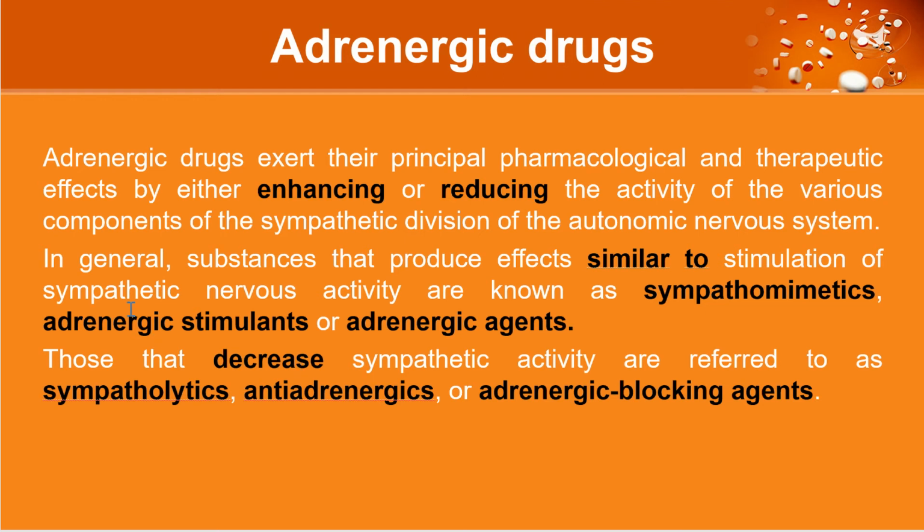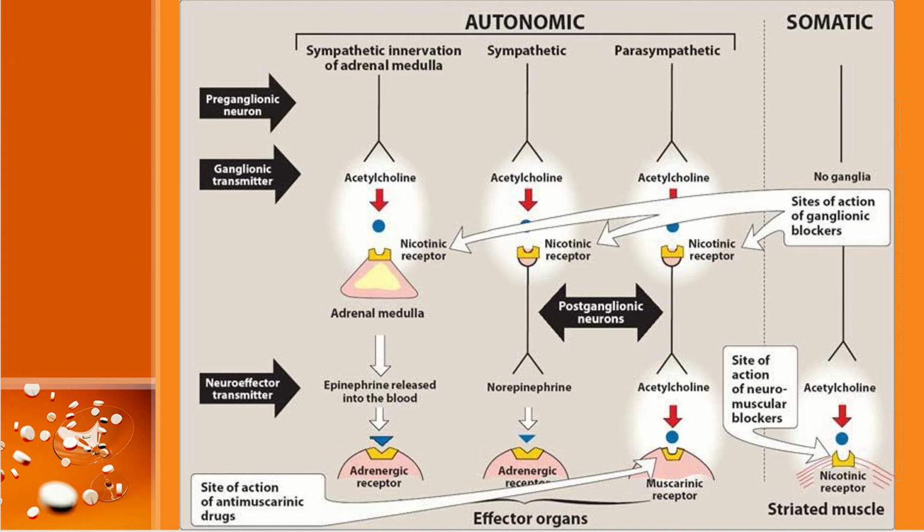So just to say that these drugs, whether or not they produce effects similar to or decrease the sympathetic activity, that's the distinguishing factor there. So this should be a familiar image from last class, right, where we looked at the autonomic versus the somatic nervous system. So here we are looking at the adrenergic receptors, right? This is what we're looking at today. And we're looking at these neurotransmitters, epinephrine and norepinephrine, etc.